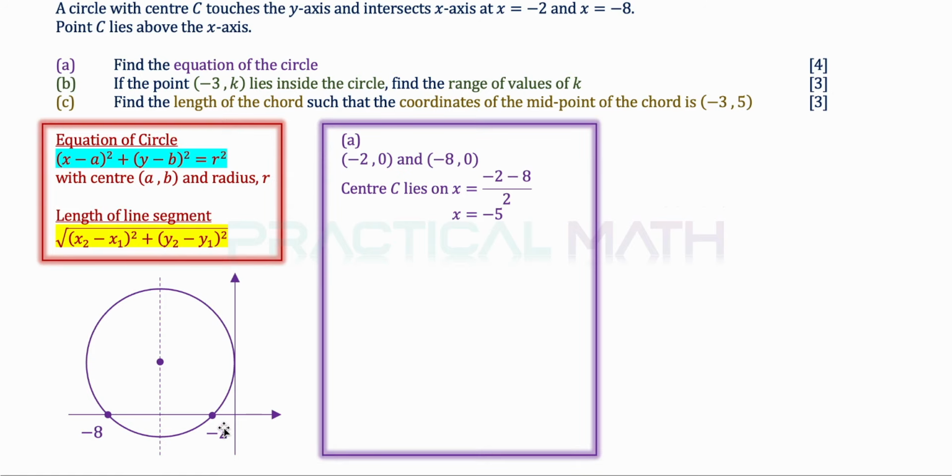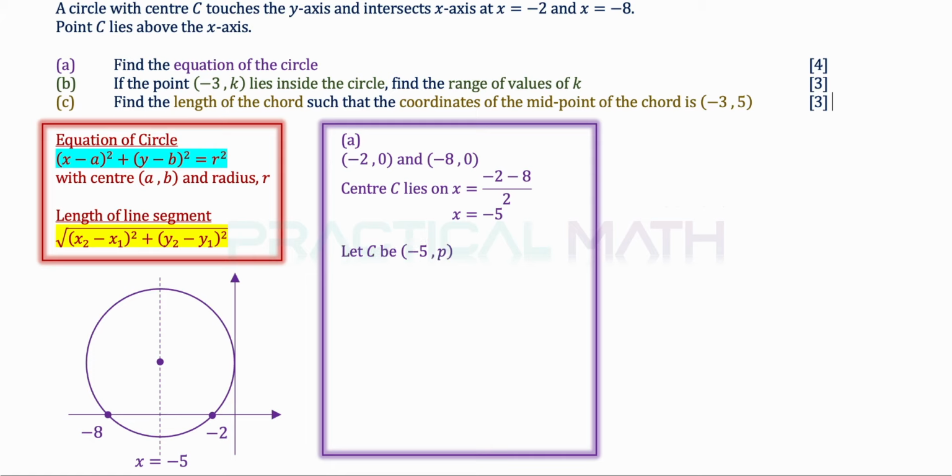Over here, (-2, 0) refers to this coordinate, and (-8, 0) refers to this coordinate. Based on the properties of circles, the perpendicular bisector of this chord will pass through the center, so the x coordinate of the center will lie at -5. If I take -2 plus -8 divided by 2, we have the x coordinate of -5 for the center.